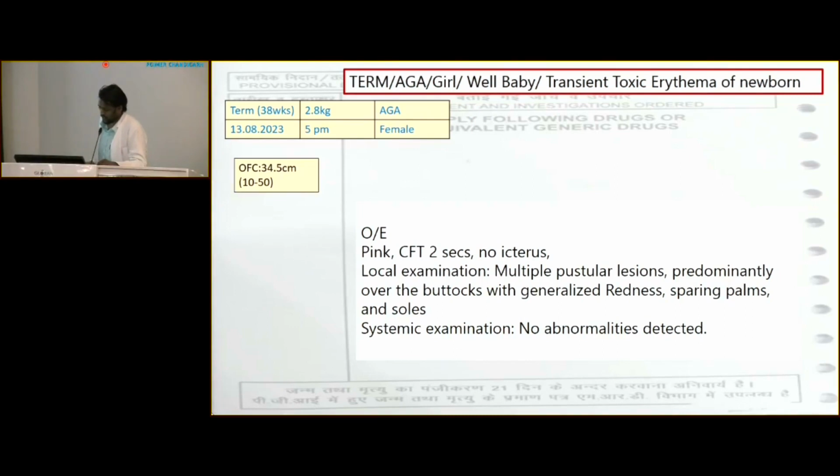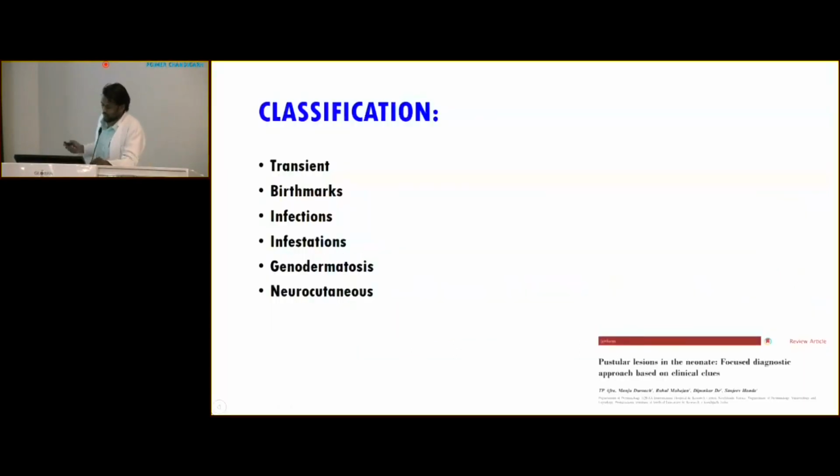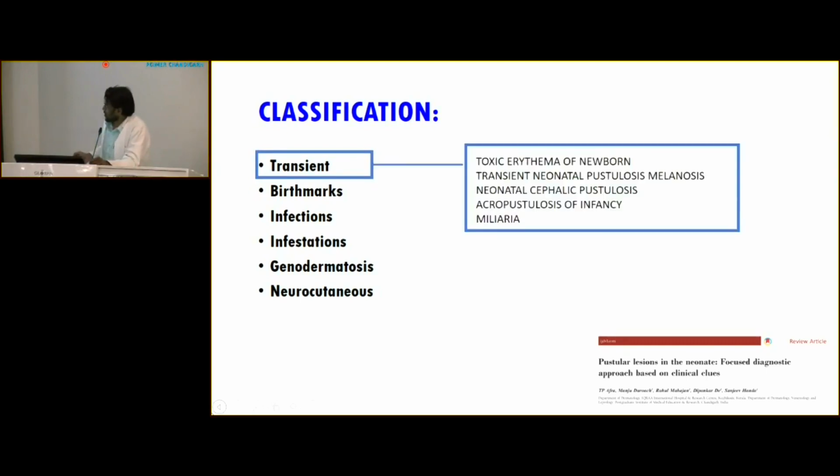So coming to the classification, neonatal dermatosis falls under one of these classifications: either transient lesions, birthmarks, infections, infestations, genodermatosis, or neurocutaneous. And in the transient lesions, we have these 5, which are toxic erythema of newborn, transient neonatal pustular melanosis, neonatal cephalic pustulosis, acropustulosis of infancy, and miliaria.